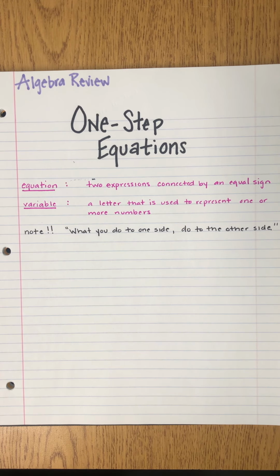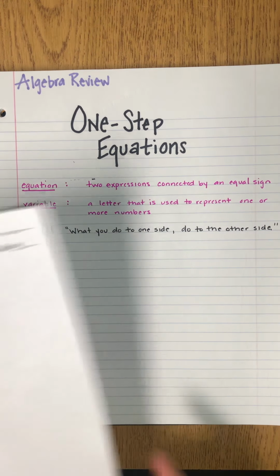So remember, an equation is just 2 expressions connected by an equal sign. So that means we have to solve something in that. And then a variable is just any letter that is replacing a number. So in this case, we have to figure out what that letter is.